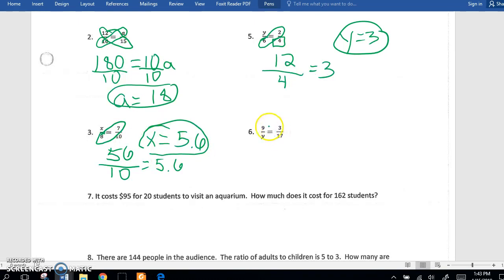Okay, number 6, we have to do 9 times 17, which is 153. And we have 3 times y, so the odd man out is 3 here. So 153 divided by 3 is going to be 51. So we have y equals 51.